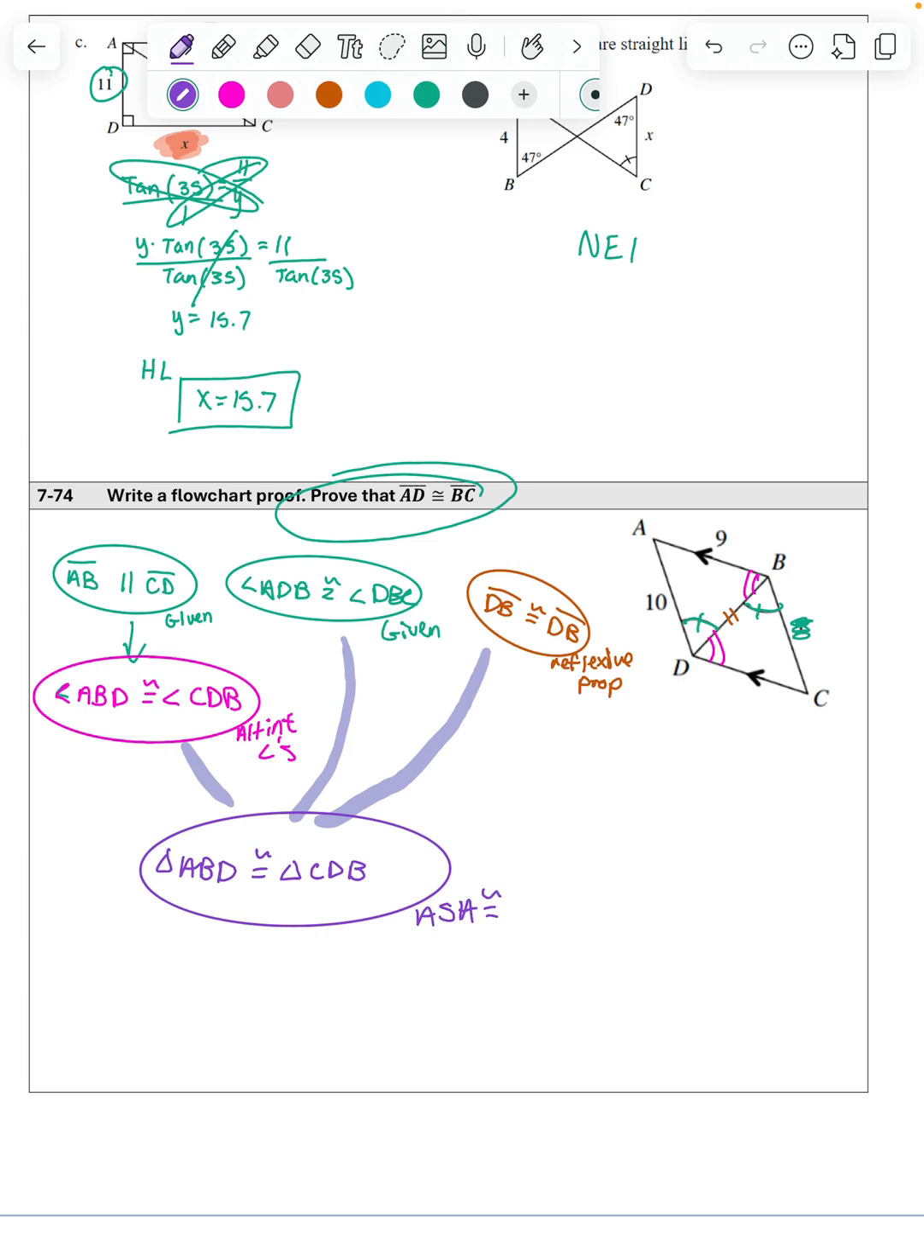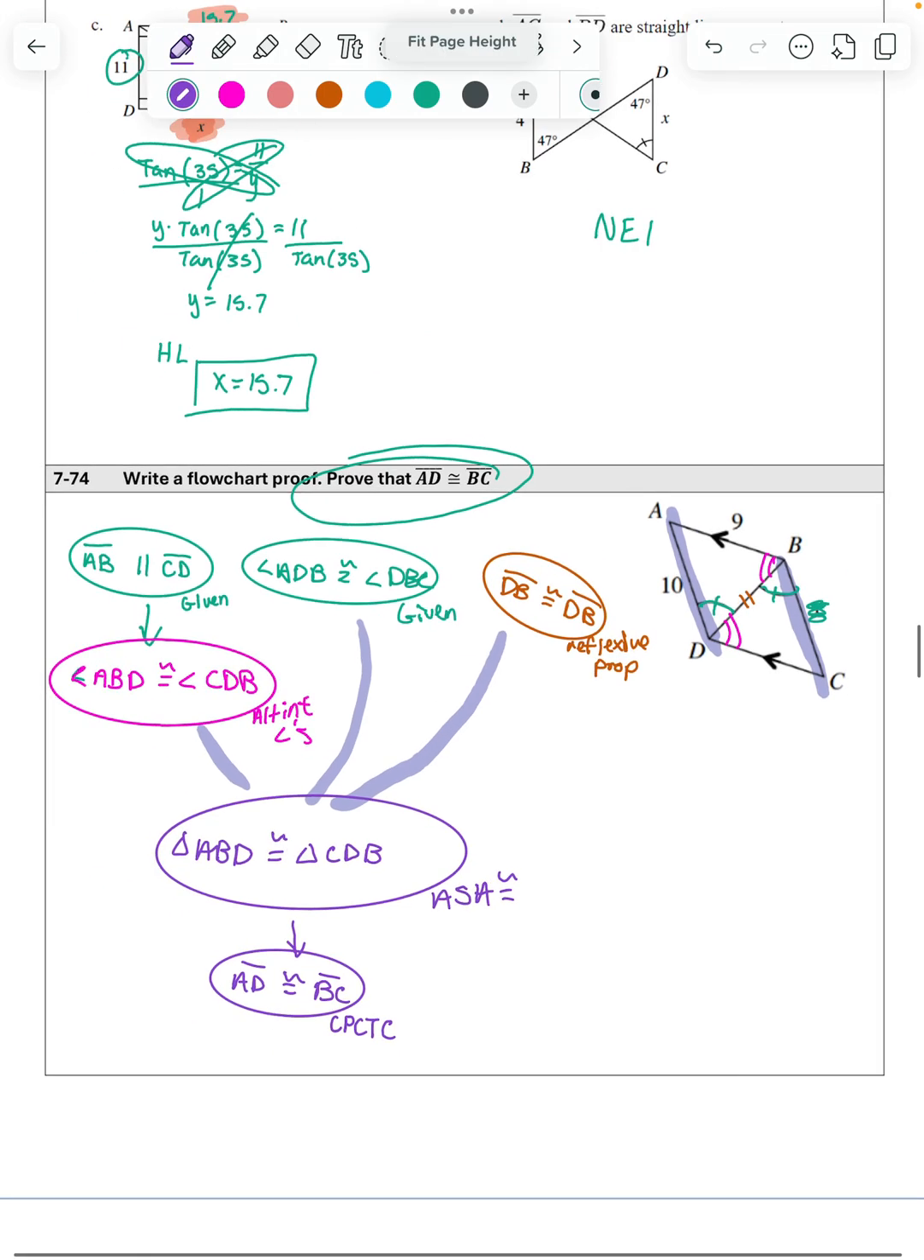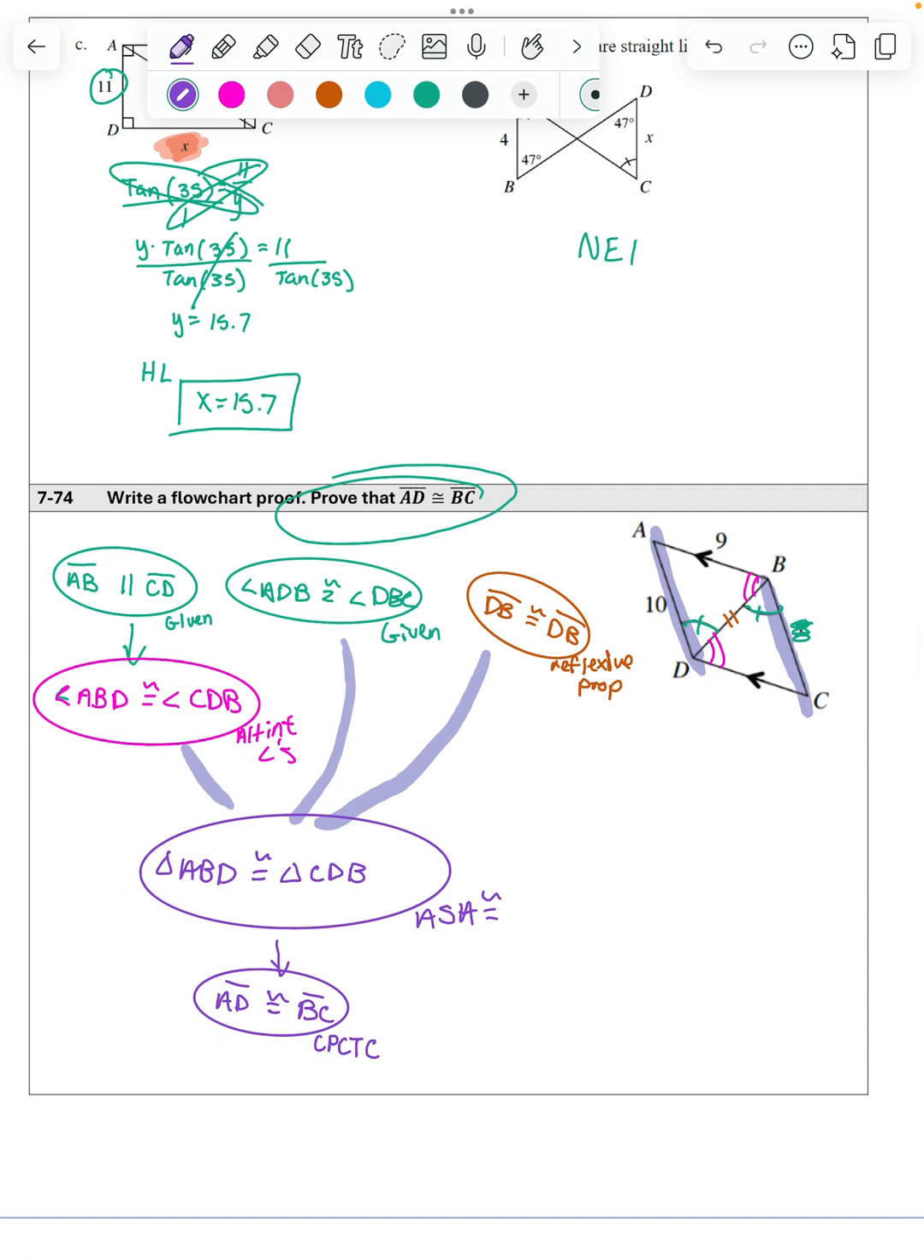This is where I get to use CPCTC. I've proven that both triangles are congruent to each other, so I can pick on little parts of the triangles and say those are congruent. I was trying to prove that AD was congruent to BC. That's like saying left eyeball is equal to right eyeball because I've proven left face is equal to right face. So because of this, I can say that AD is congruent to BC, and that is because of our probably new favorite at this point, CPCTC. And we're done with that proof.